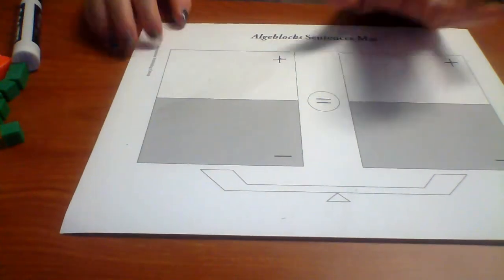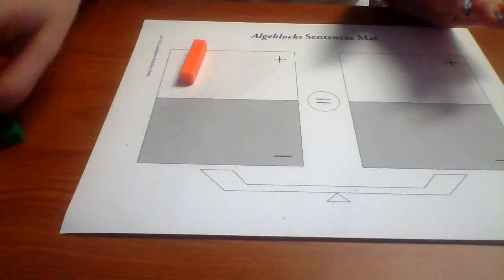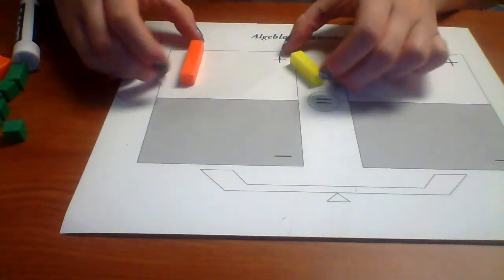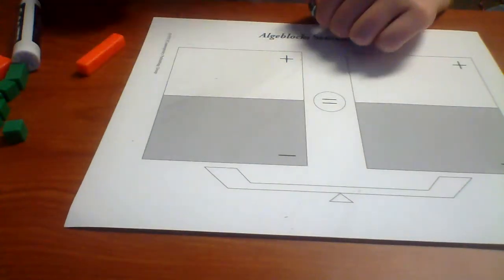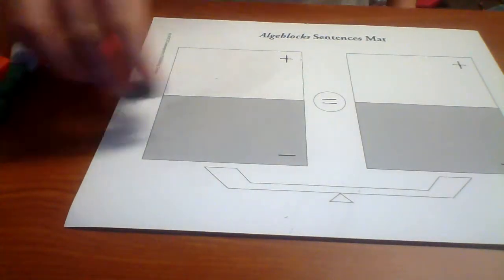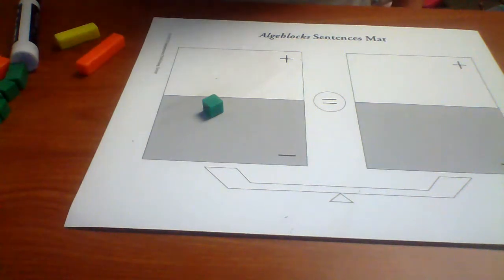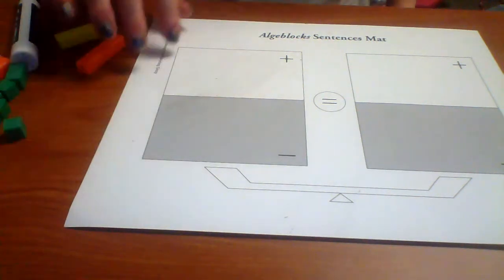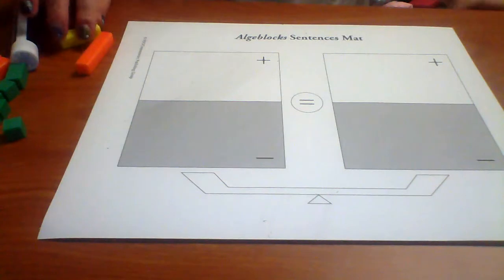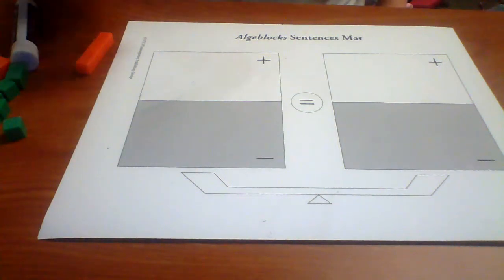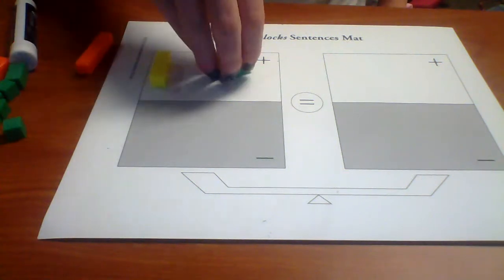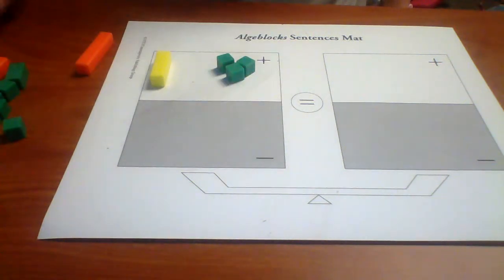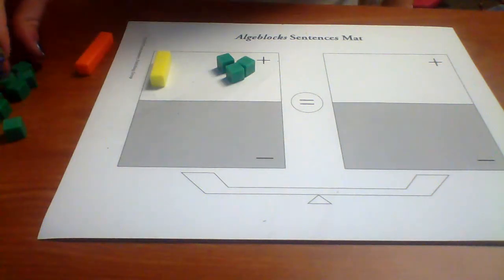Now, with the block manipulatives, we'll be using two. The orange equals Y, and the yellow represents X. And then these will be representing the numbers that we use. So, for example, our first example is going to be X plus 3 equals 10.